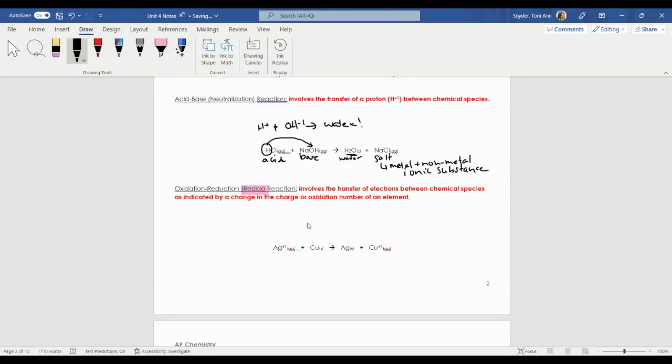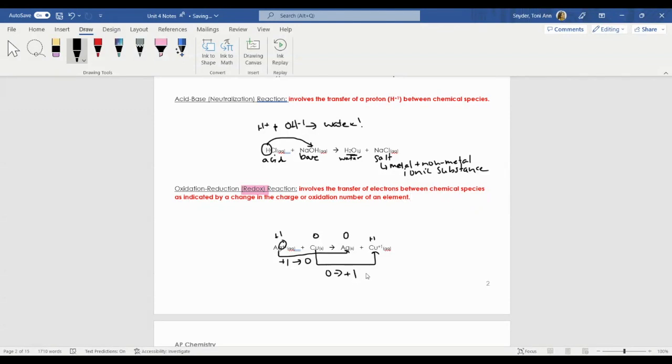In this case, we have a change in charge between the reactants and the products. A nice example of a redox reaction is the one below. I have silver with a +1 charge. Here, copper has no charge, so we say that its charge is 0. On my product side of the reaction, silver now has a charge of 0. Notice how silver goes from having a charge of +1 to 0. That is how we know a redox reaction has occurred. It goes from a +1 charge to a neutral charge, whereas our copper goes from a neutral charge to a +1 charge.